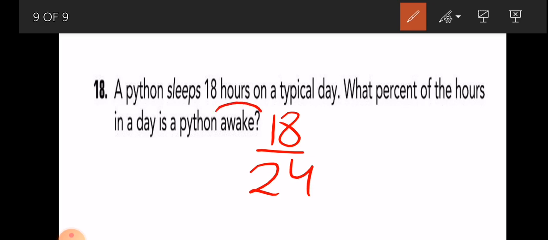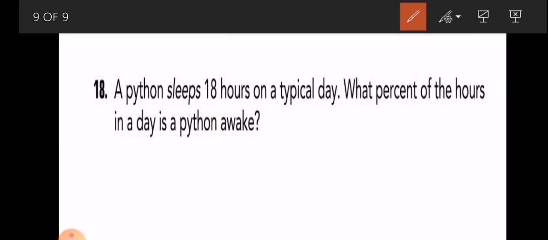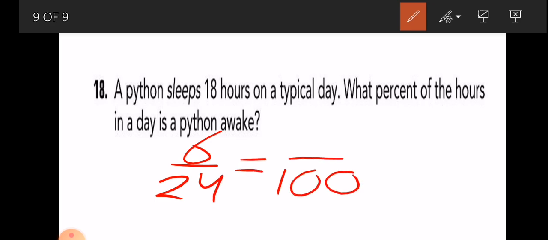But they are asking about the percent of the hours of the day that the python is awake, not asleep. Okay, so 18 hours sleeping means how many hours will be awake? It means I have to subtract: 24 minus 18 will give me 6. So the python is awake 6 hours from the 24. So what is the percent of these hours? It means 6 over 24 equals how many from the 100?